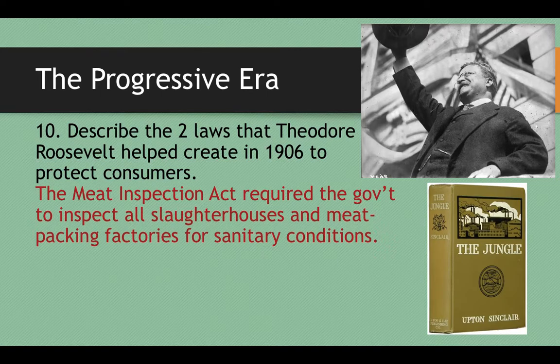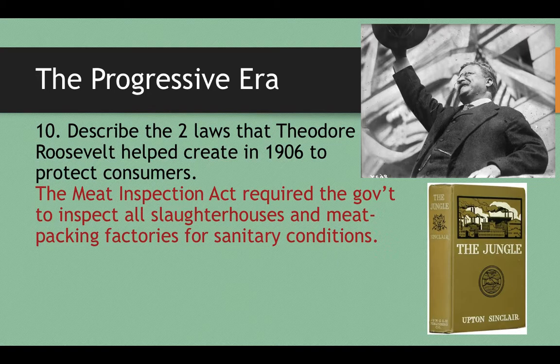And the reason why he signed this was because he read a book called The Jungle by Upton Sinclair. In this book, Upton Sinclair talks about all these nasty sausage factories, meat factories and slaughterhouses that he went into that just had filthy conditions. There were rats on the floor, and sometimes the owners of the factories would put out poisoned bread for the rats, so the rats would die.